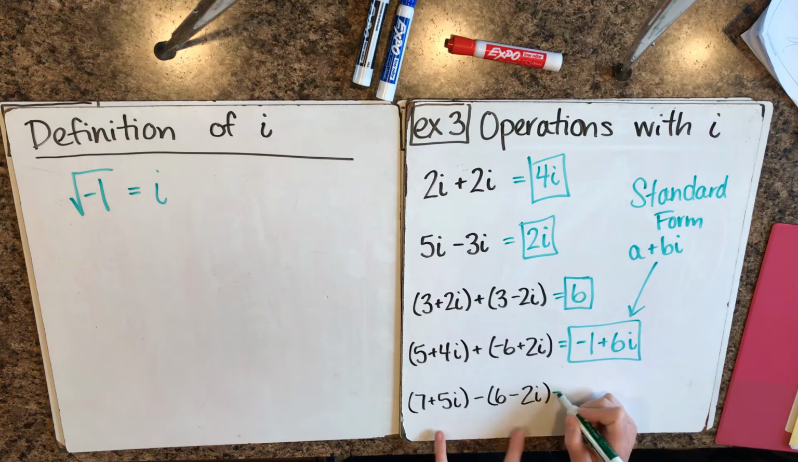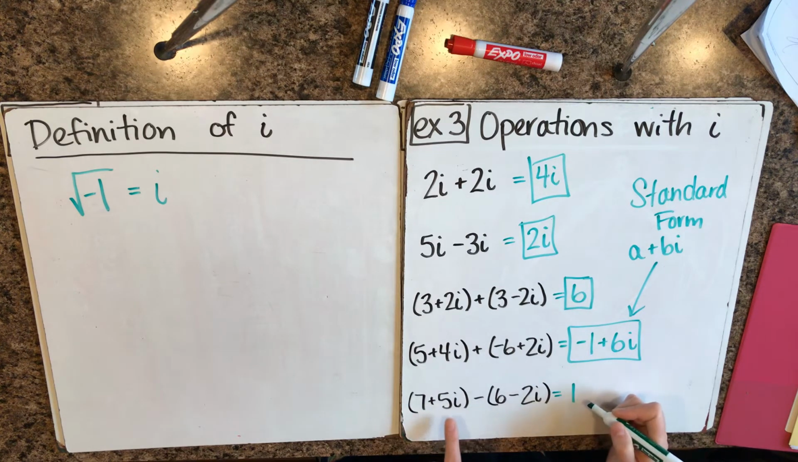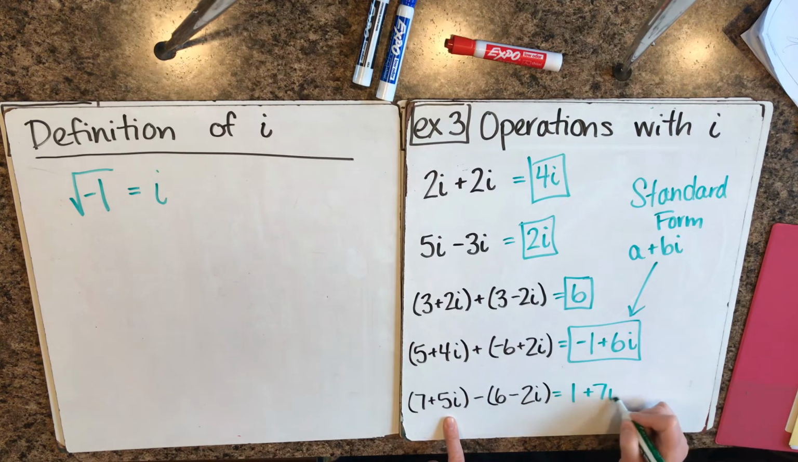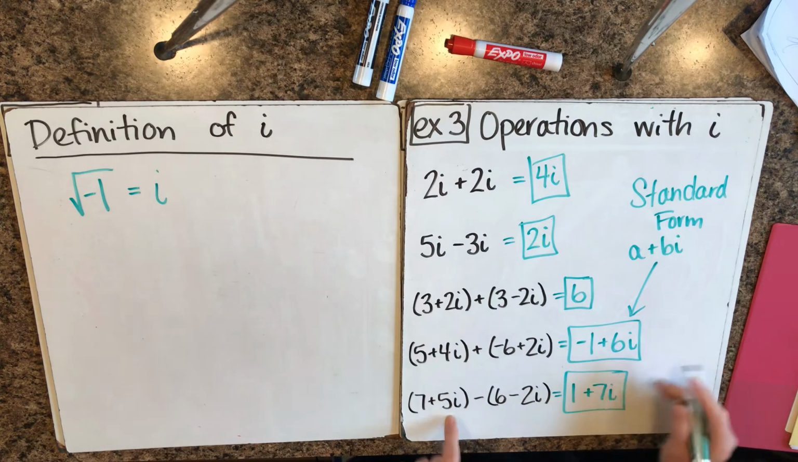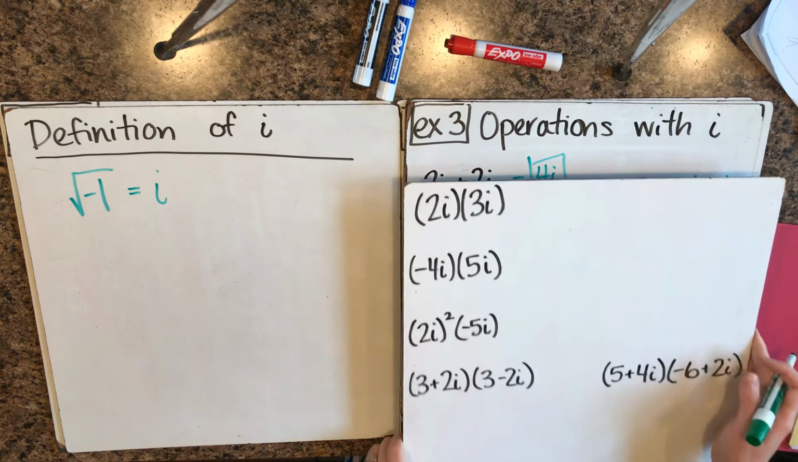Okay, last one. Again, we're not multiplying just because we see parentheses. We're actually subtracting here. So all we're doing is subtracting like terms. 7 minus 6 is 1. And 5 minus negative 2 is a positive 7i. Okay, so you guys can add and subtract, no problem with operations of i. Okay, a few more operations of i.